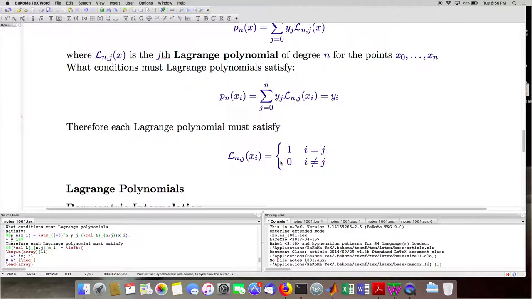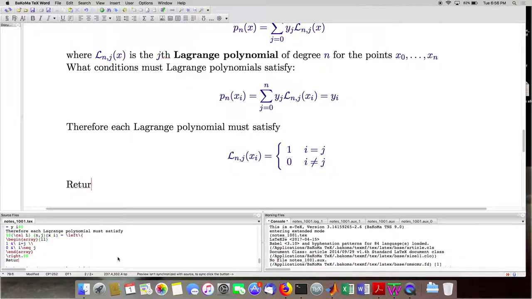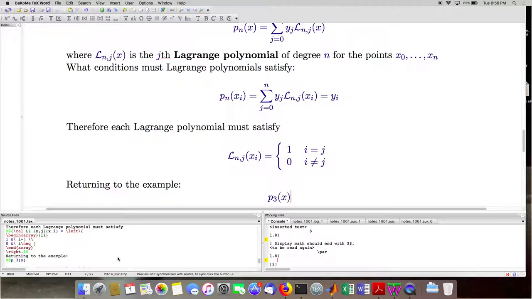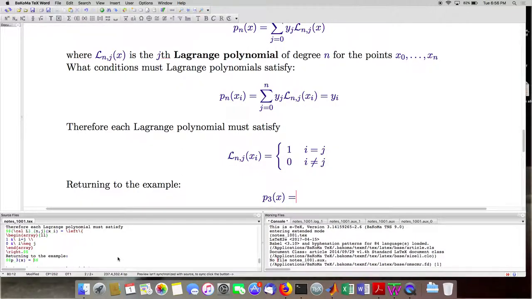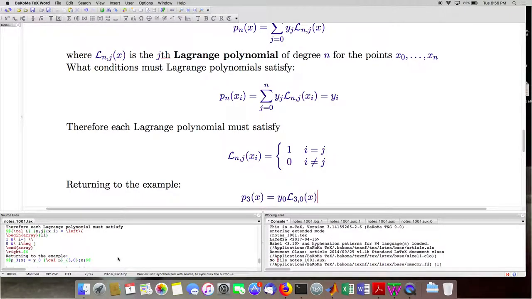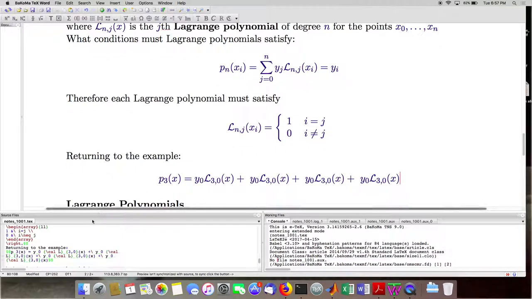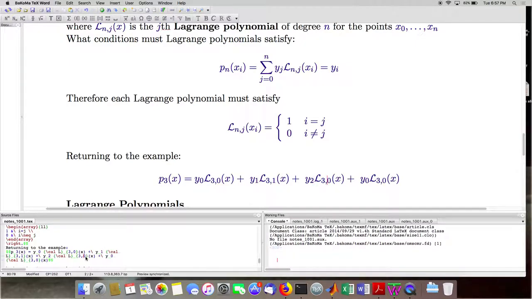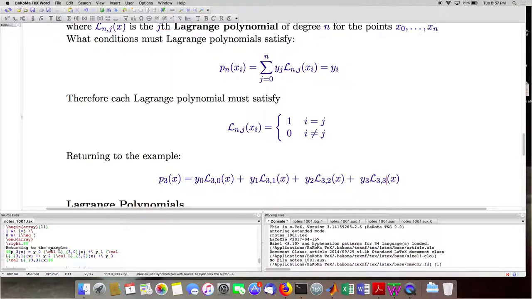But that's going to be more easily illustrated if I return to my example. Okay, so I have the following: P3 of x is equal to, I'll write the general form first and then fill in the specific numbers that I had. So I have y0, y1, y2, y3. Now, I'll do this as an equation array.